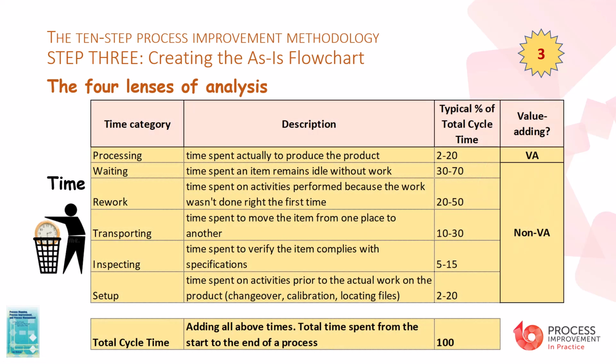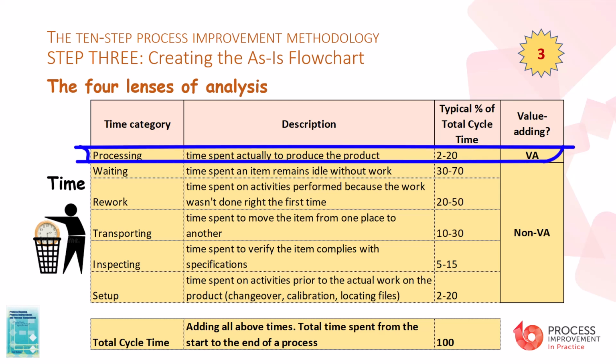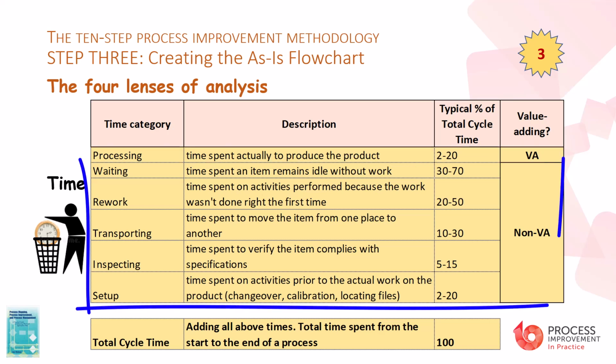This table shows a typical distribution of activities in most processes. What I mean by typical distribution is what you would expect in most processes when you start analyzing them using the time lens. A process total cycle time could consist of a small proportion of time spent actually to produce the product. This is the only value added activity. The rest of activities are all non-value added.